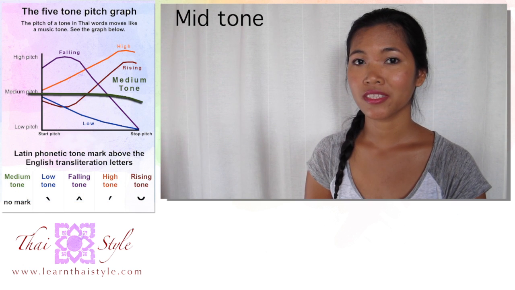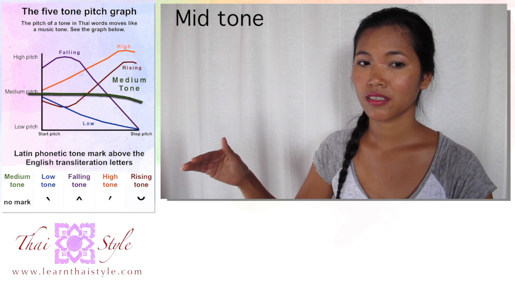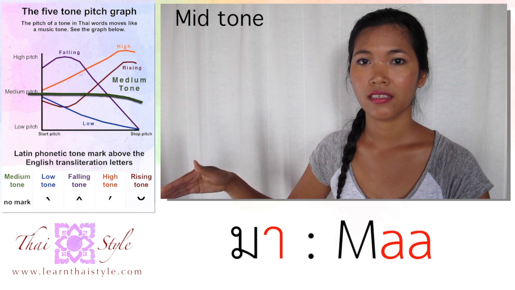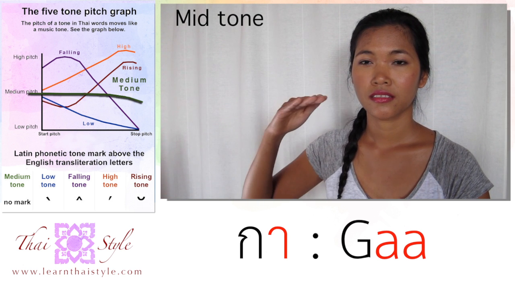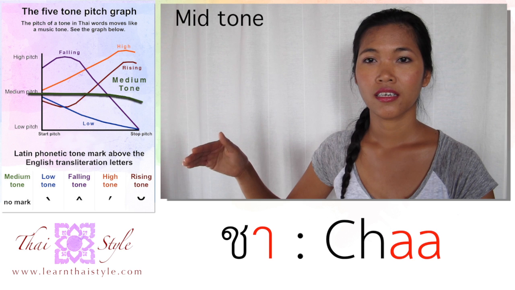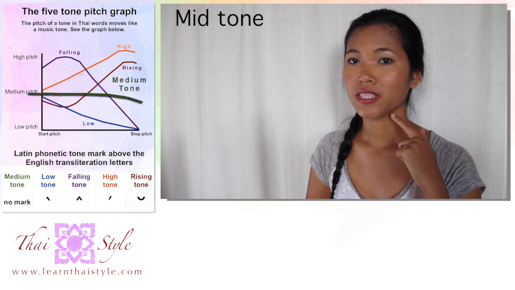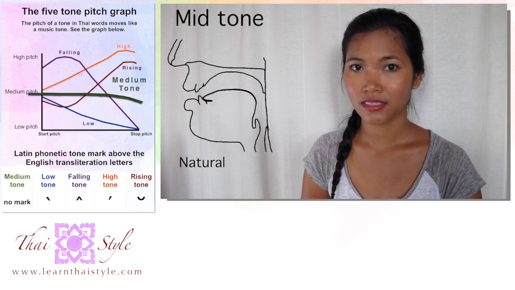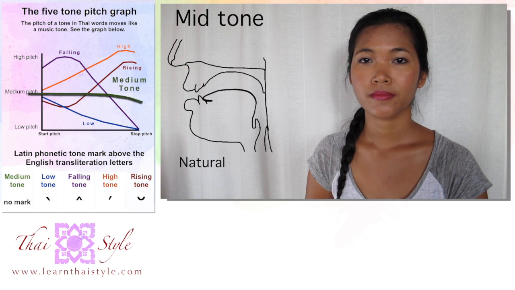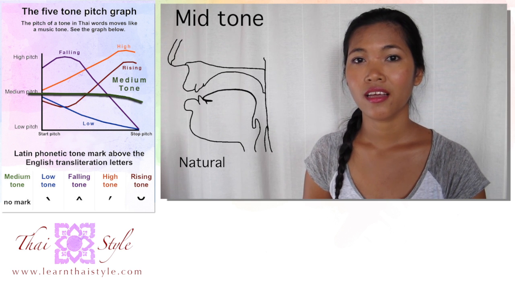You can see mid-tone is the mid-pitch and fades slightly lower at the end of the sound. For example, a, ma, ga, la, ka, cha. We use the root of our tongue as a tone controller. When the root of our tongue is in its natural position when we speak, we call it a mid-tone. It sounds like when the dentist asks you to open your mouth and say ah.